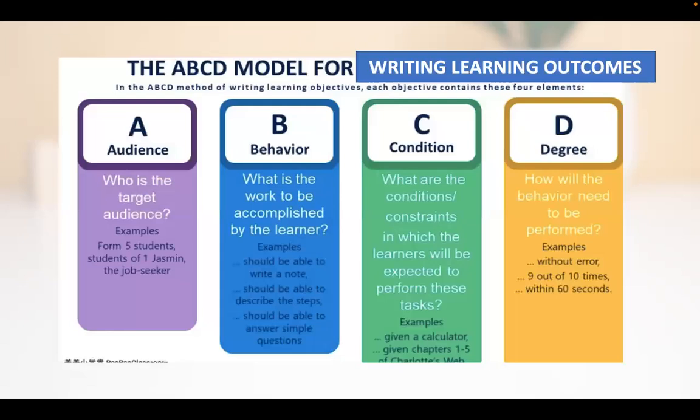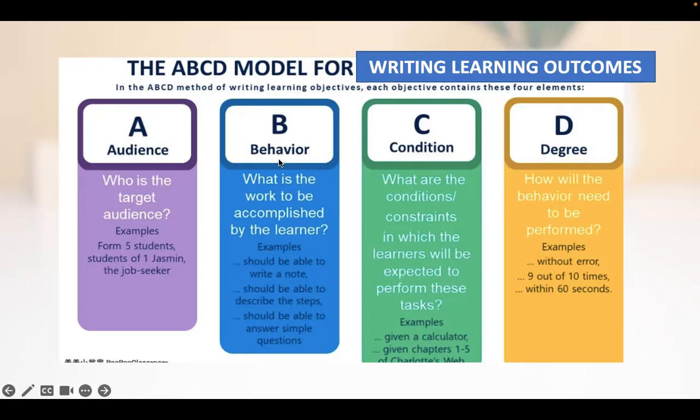How do we write the learning outcomes? This is the ABC model for writing learning outcomes, and it's a good guide. I'm going to ask you to use it when you write your learning outcomes. A good learning outcome has an audience, that is to say, who is the target audience? For example, Form 5 students or students in one Jasmine, which is a way of calling a group. Or maybe if you're teaching technical vocational, the job seeker or the carpenter or the plumber.